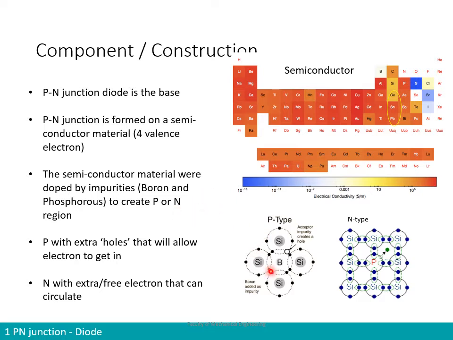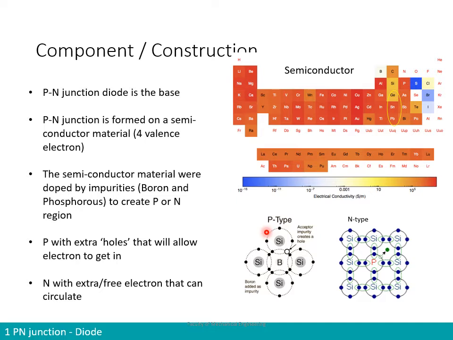If you look here, if we inject boron, boron is a material with 3 valence electrons. When it is injected into the semiconductor, it creates a free space where an electron can move in. This free space is what we call holes. So by injecting boron into silicium, into the semiconductor, we create holes where electrons can move in. That's what we call a p-type.